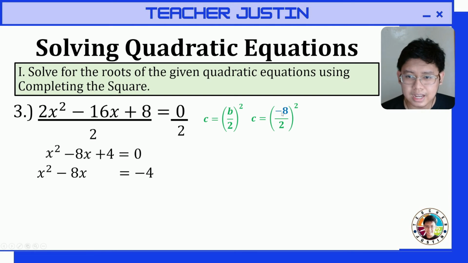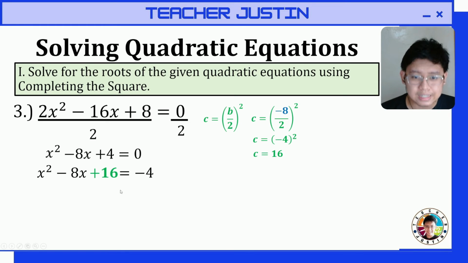Then let's divide negative 8 by 2. Negative 8 divided by 2 gives us negative 4. And then we get the square of negative 4, which gives us 16. So what we add to this binomial to make it a perfect square trinomial is 16. And remember that every time we add to one side of the equation, we also have to add the same value to the other side of the equation.